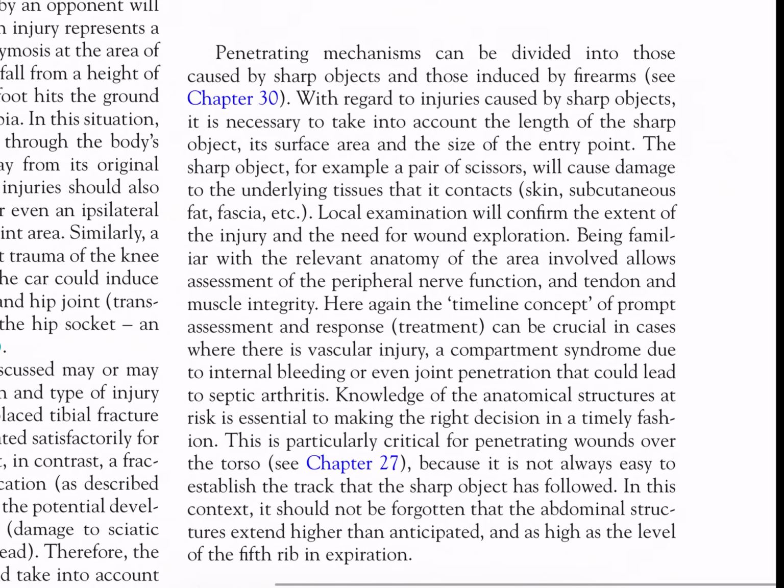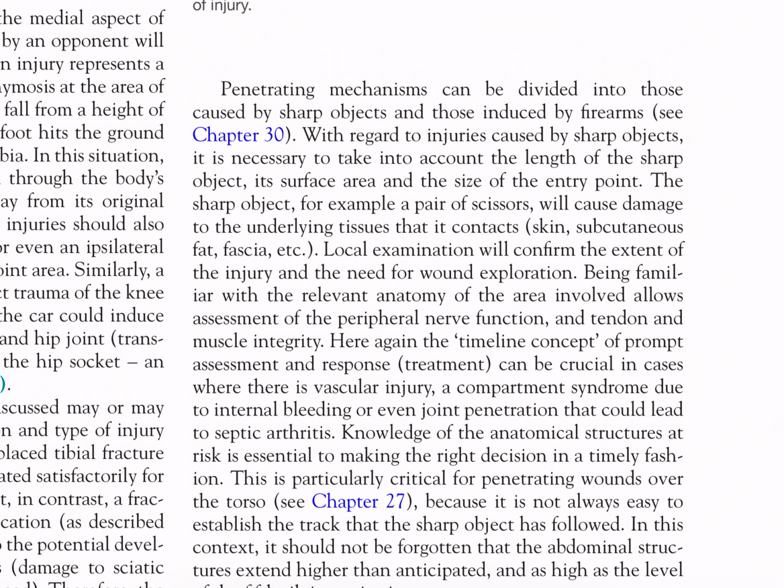Penetrating mechanisms can be divided into those caused by sharp objects and those induced by firearms. With regards to injuries caused by sharp objects, it is necessary to take into account the length of the sharp object, its surface area, and the size of the entry point. The sharp object, for example, a pair of scissors, will cause damage to the underlying tissues that it contacts: skin, subcutaneous fat, fascia, etc. Local examination will confirm the extent of the injury and the need for wound exploration.